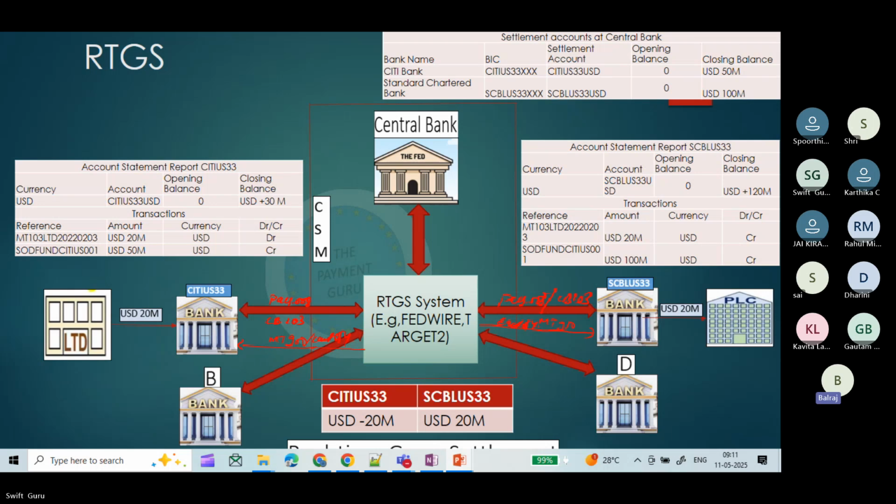Sorry to interrupt, there is a doubt which I asked about the master account. If there are two banks involved, my doubt is whether a single master account is involved or two master accounts are involved.